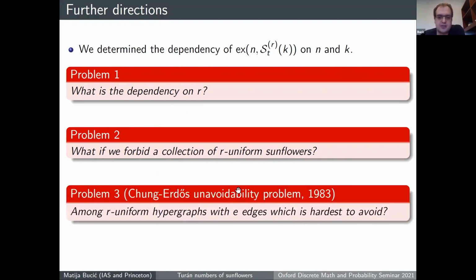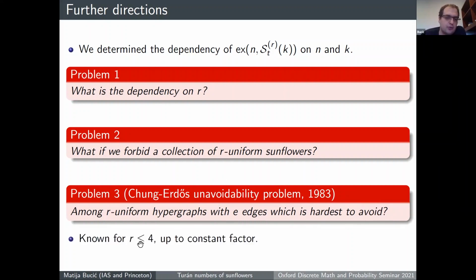And finally, just briefly, let me mention this unavoidability problem that I mentioned before. It's due to Chung and Erdős from the 1980s. And it asks, loosely speaking, among R-uniform hypergraphs with a fixed number of edges, which one is hardest to avoid? Or a bit more formally, which one has the minimum Turán number?